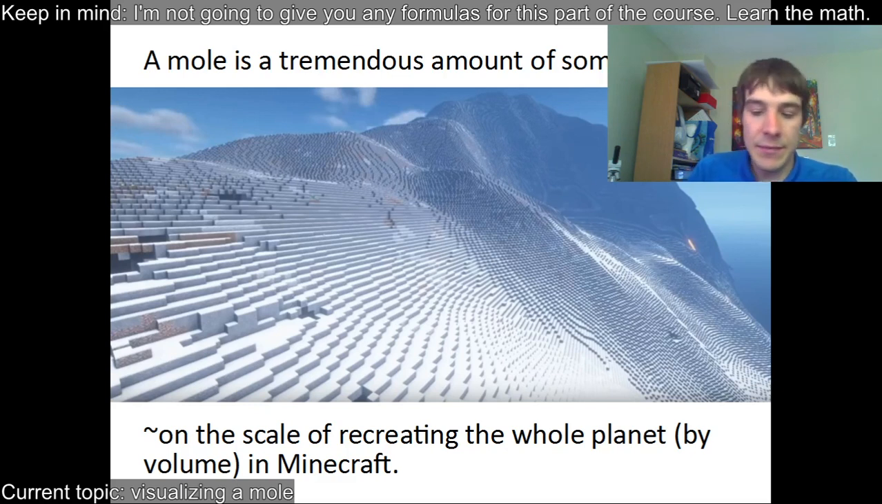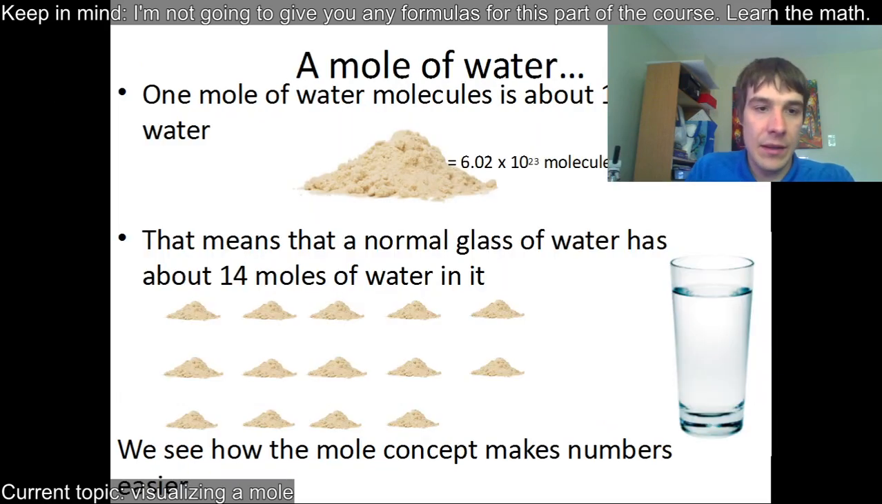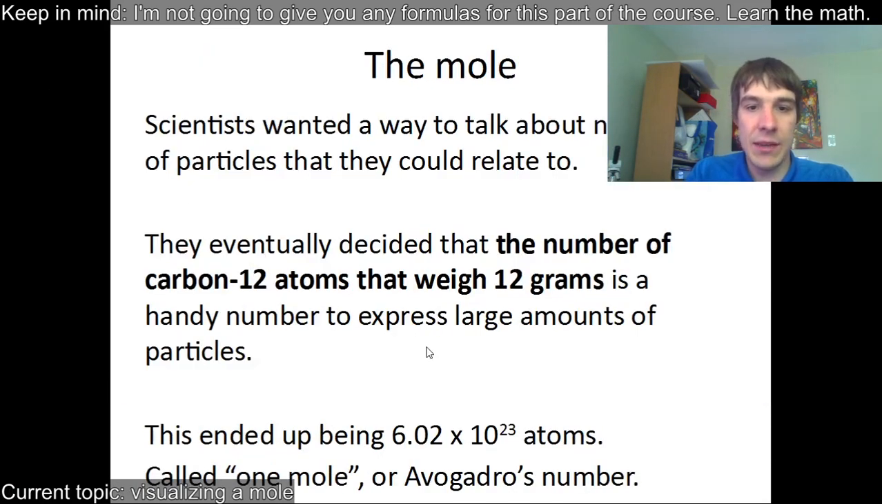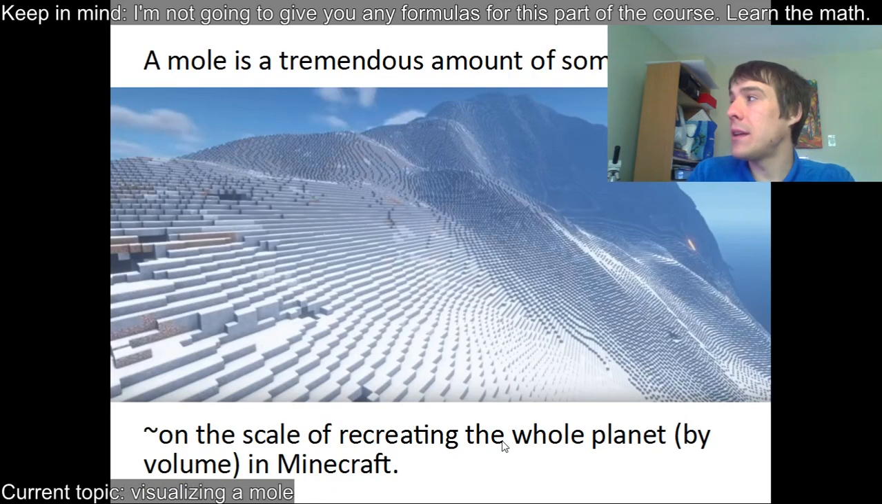Because each Minecraft block is 1 cubic meter, that would take somewhere on the order of 1 times 10 to the 21 blocks. That's 1 with 21 zeros after it. So make the whole world in Minecraft, that's how many blocks, and then do that 600 more times.